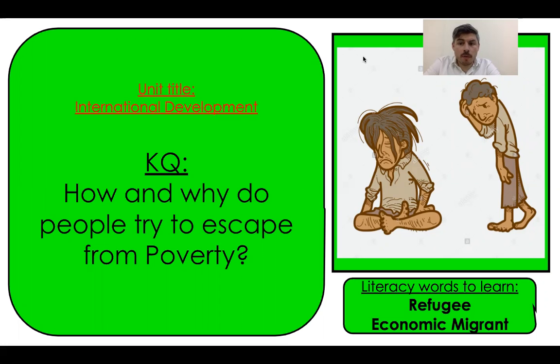So if you can remember, through the distance learning last term, we were looking at the topic of international development. Today we're going to look at the key question of how and why do people try to escape from poverty. That was going to be your title. There are two key terms you're going to need to know. First one, refugee. Second one, economic migrant.